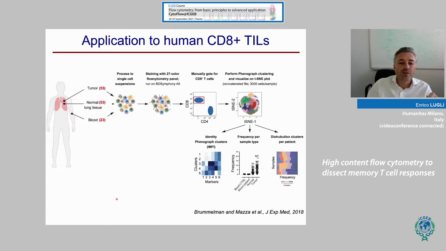So just to talk about the application, the major application that we did originally. We had the possibility to collaborate with the thoracic surgery in our hospital. We isolated 53 different tumors, non-small cell lung cancer in this case. We had the possibility also to collect the normal adjacent lung tissue. This is very important because it gives you an idea of the landscape of T cells according to the inflammatory state of the patient. So if the guy is a smoker or a non-smoker, then it can be different. And we were also able to collect for some patients the blood. We dissected the tissues to single cell suspension, and then we run our complex flow cytometry panel.